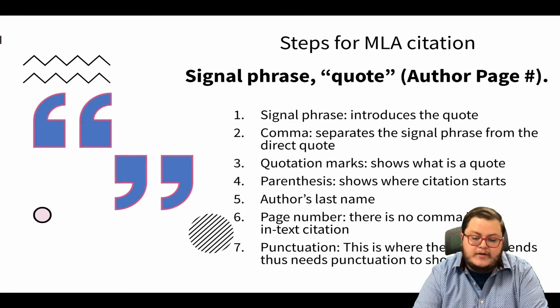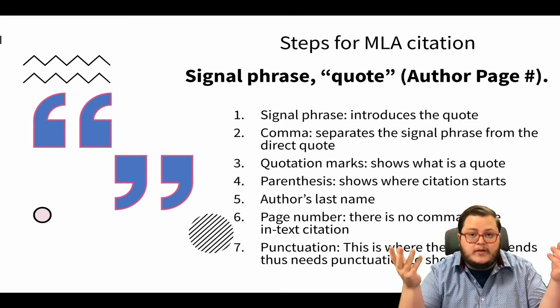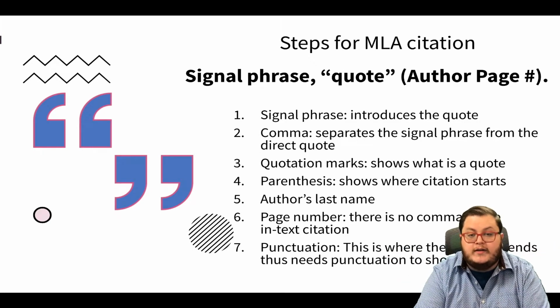So here are the steps. You have a signal phrase to introduce the quote. You have a comma that separates the signal phrase from the quote. Quotation marks prove that you are quoting somebody. If you don't have that, sometimes people will dock you for plagiarism. I've had professors who would take points off because I didn't cite properly, and because of that, they said that I was plagiarizing someone. Quotation marks show that it's a quote.